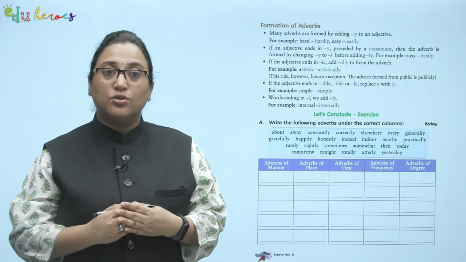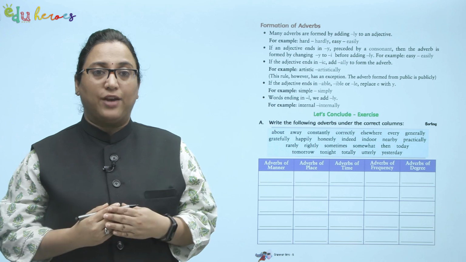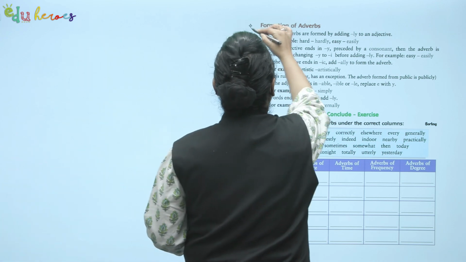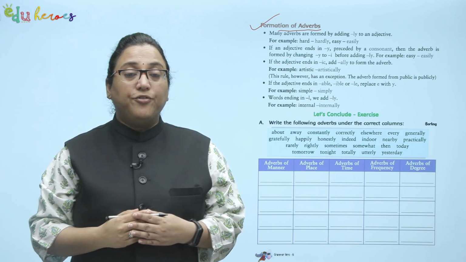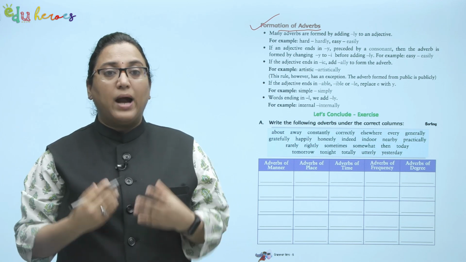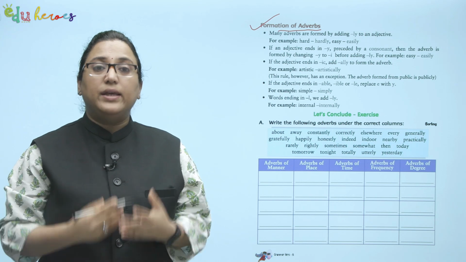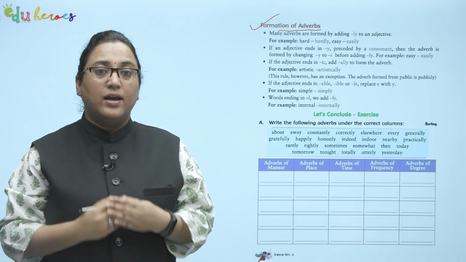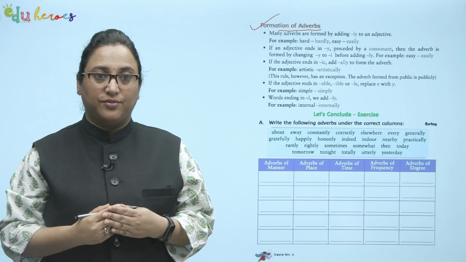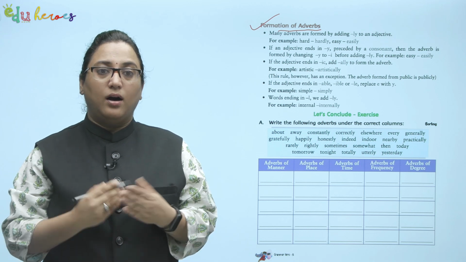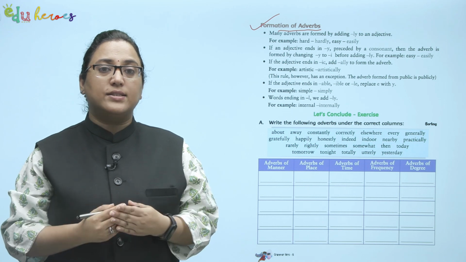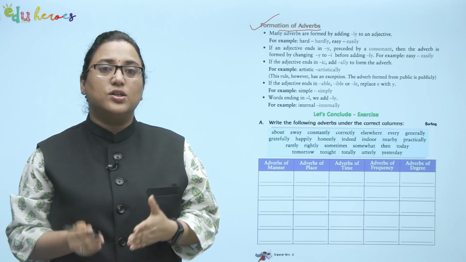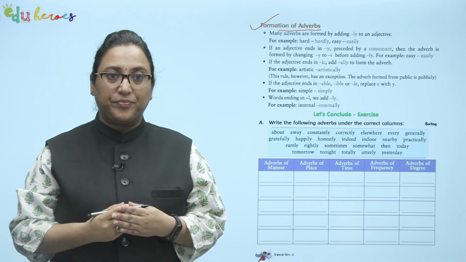Now let's focus on the formation of adverbs. There are different ways through which we can form adverbs. First, many adverbs are formed by adding ly to an adjective. For example, hard, hardly, easy, easily. Now here hard and easy are the adjectives. We have just added ly.